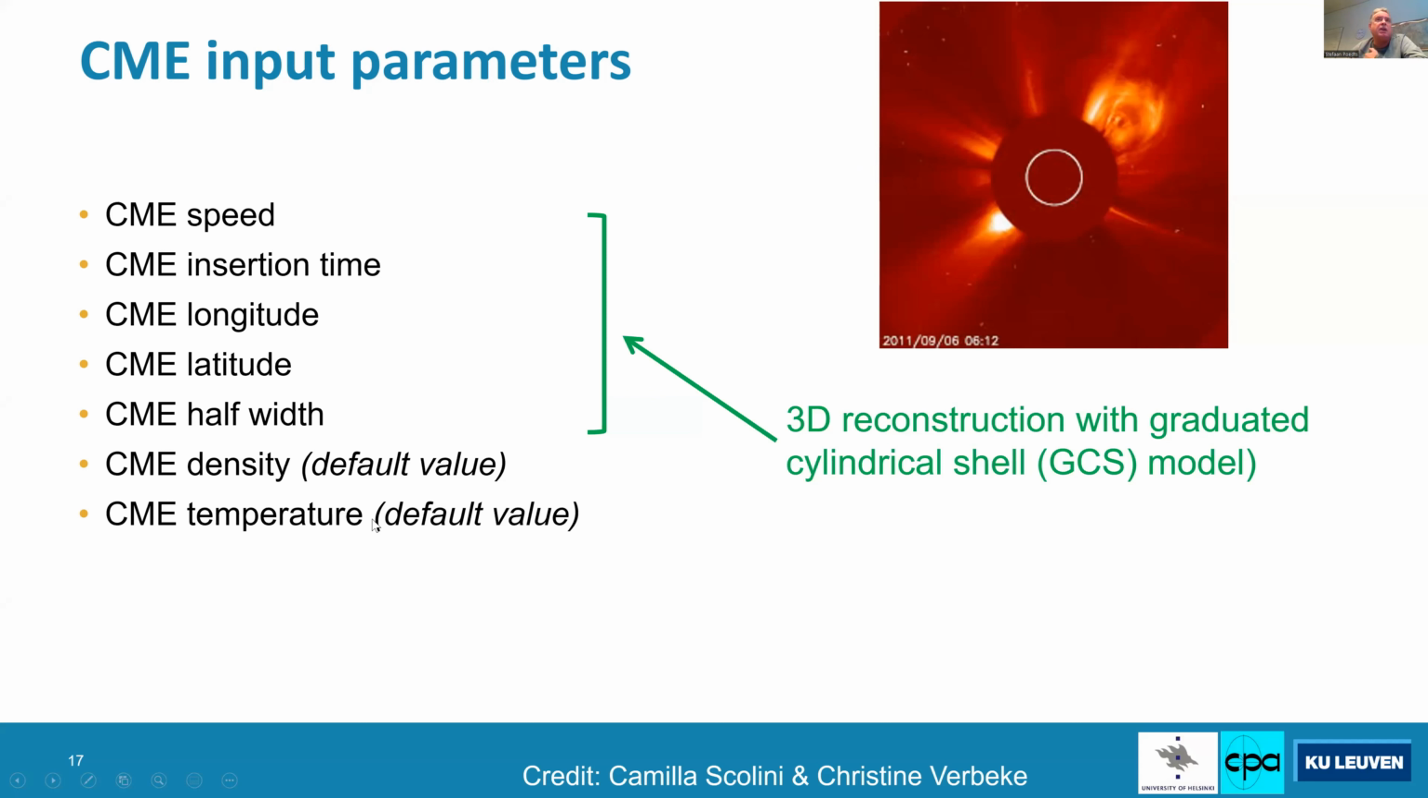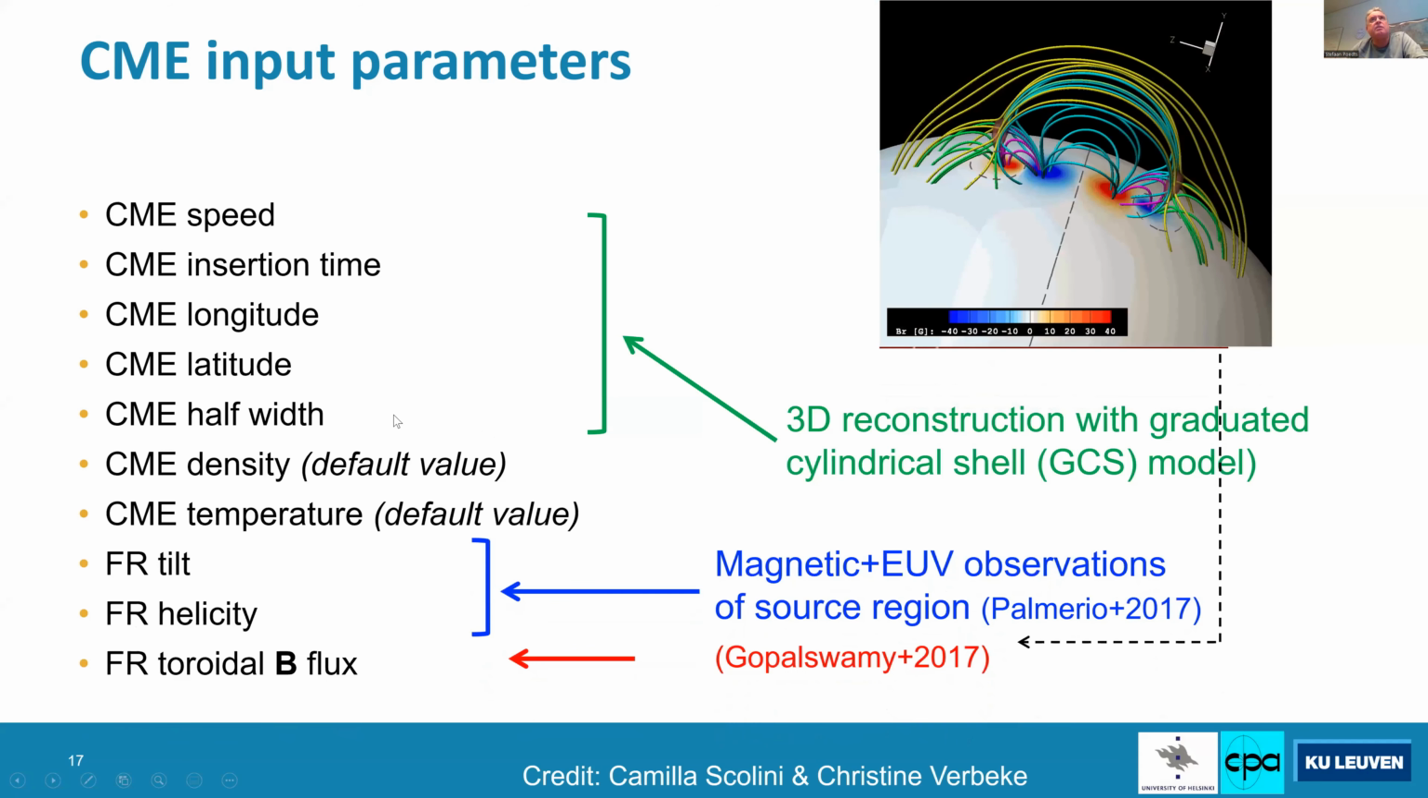So we take in prediction mode, of course, we take default values. Of course, when we do a historic event, we can play with these parameters to get a better fit of the data. When we go to a spheromak CME with an internal magnetic field, we have 3 extra parameters actually to characterize the internal magnetic field: the flux-rope tilt, the helicity, and the flux.